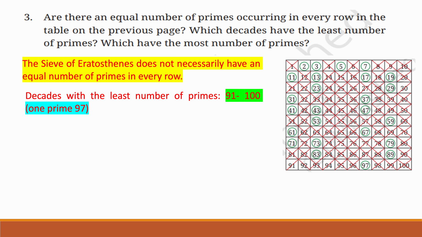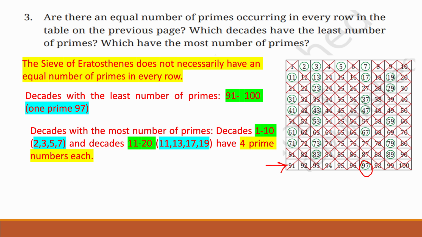Decades with the least number of primes: 91 to 100. See, from 91 to 100, there is only one prime number, that is 97. So, the decade with the least number of primes is 91 to 100. There is only one prime number, 97.